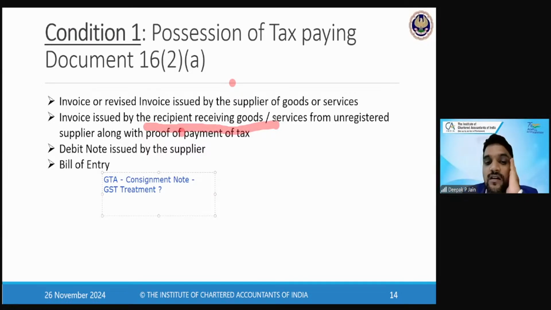Correct, Hardik. So when a registered person purchases from a composition dealer, then also ITC cannot be claimed. Correct. So a composition dealer cannot claim, and whatever he supplies, on that also a person cannot claim the credit.